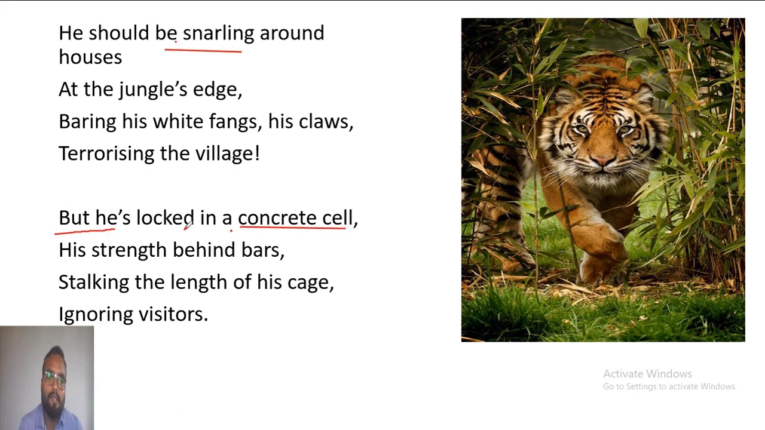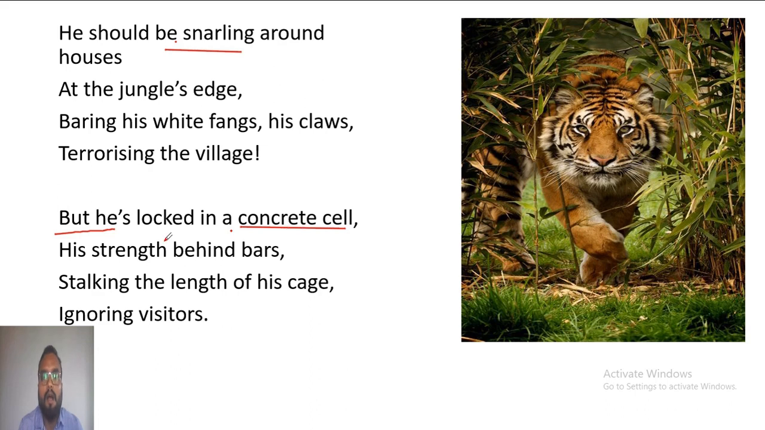So in this paragraph, again, it shifts to a tiger in the zoo. He says that here it is locked. It is locked in a concrete cell. Concrete cell refers to the cage in which it is caged, in which it is locked.